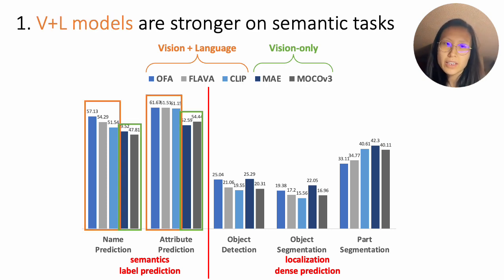First, vision and language models are stronger on semantic tasks. As we can see on the left 2 tasks, name prediction and attribute prediction, the vision and language models perform better than vision-only models on these two tasks, indicating that their features encode better semantics.